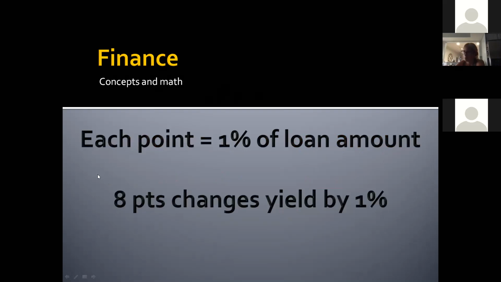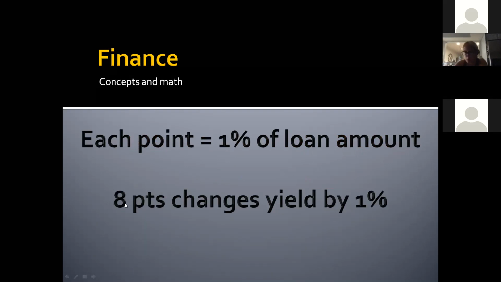The next thing they always have on the test is points. Points are difficult to understand, but they're extremely simple. Each point is 1% of the loan amount. And what's the purpose of points? The purpose of points is to affect the yield of the loan. But the quick answer is that each 1 point is 1% of the loan amount.